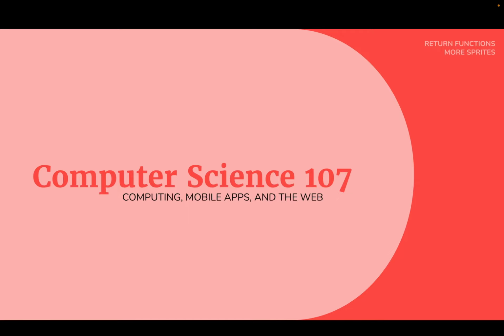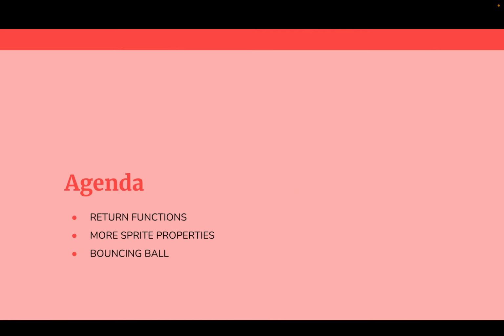So, in today's lecture, I want to talk to you about two different topics. The first topic is about return functions, which will be an extension of what we talked about last class about void functions. And then I also want to talk to you about some more properties of sprites that are unique to sprites and will be helpful for some of the apps we're going to build with this lecture today. So, let's go ahead and get started.